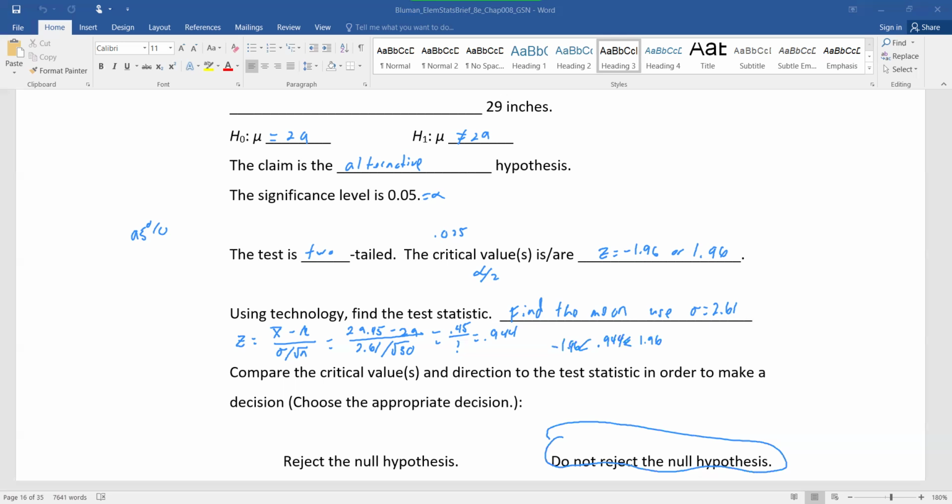Yes, or negative 1.97 on the flip side. So in this one, again, we do not reject the null hypothesis. So again, there's just not enough evidence to say that it will not equal 50 or will not equal 29, right? So let's write that in words to make more sense.